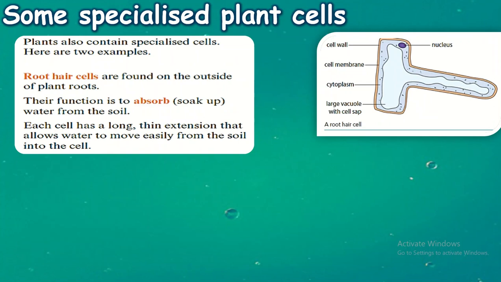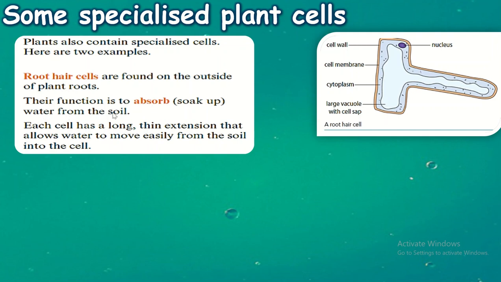There are some special cells in the plants as well. One of them is the root hair cell. You can see in the diagram, this is how the root hair cell looks. It has a large vacuole. It has a cytoplasm, a nucleus, a cell wall and a cell membrane. Now this root hair cell looks like a key. They are found outside the plant roots. Their function is to absorb water from the soil.